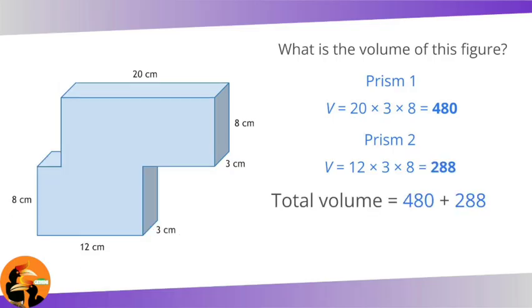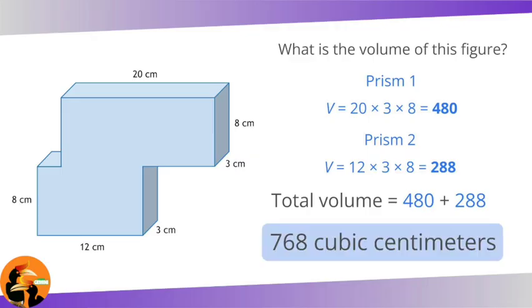Since we have both volumes, we can add them together to get the total. 480 plus 288 equals 768. So the volume of this compound figure is 768 cubic centimeters. Awesome. Let's try one more.